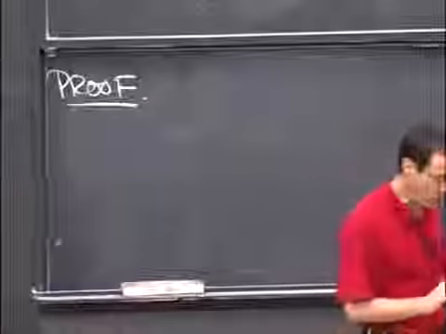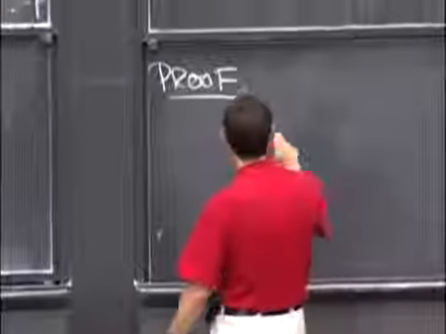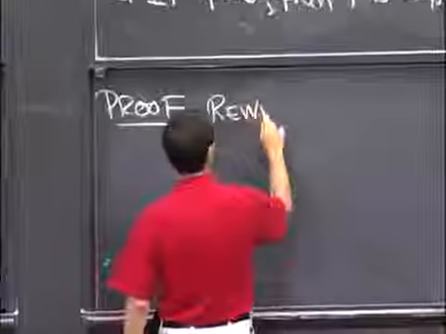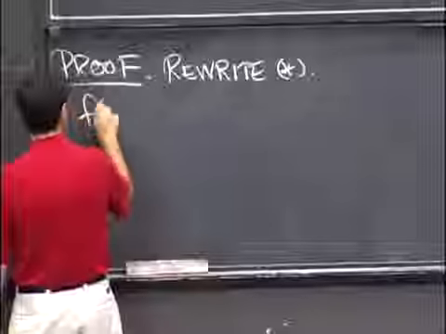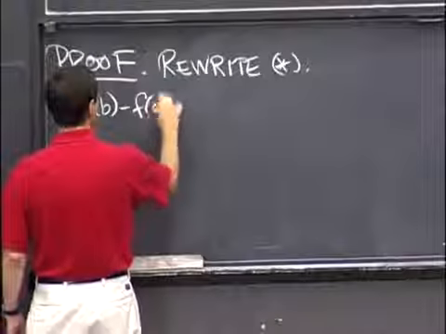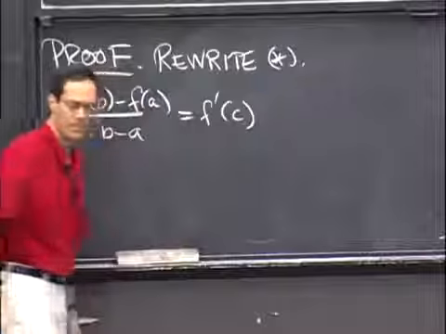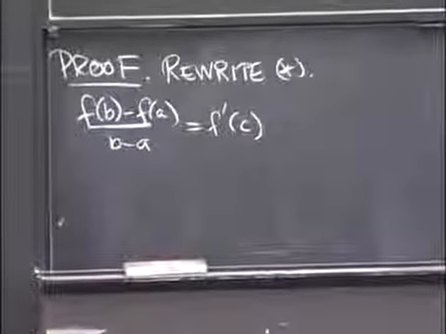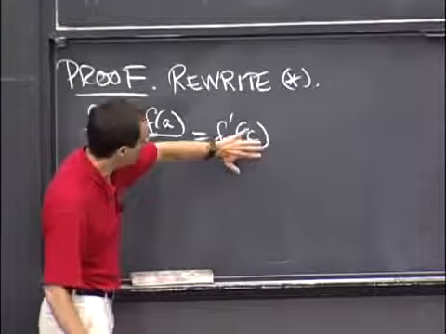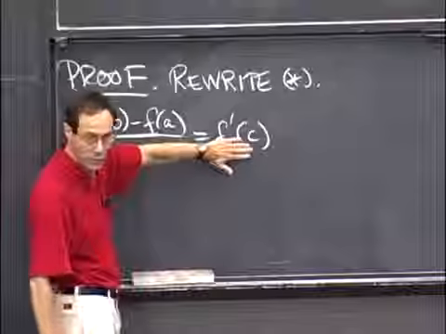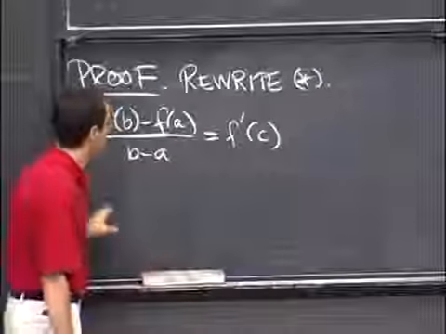Now, the way that the proof goes is simply to rewrite our formula, which says that (f(b) - f(a))/(b - a) is equal to f prime of c. And you see, I've written it from left to right here to say that the right-hand side, information about the derivative, is going to be giving me information about the function. That's the way I'm going to read it.